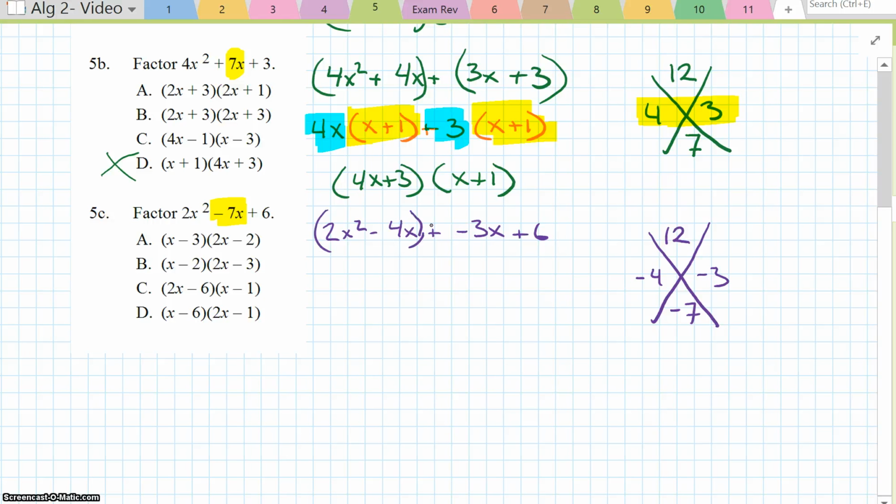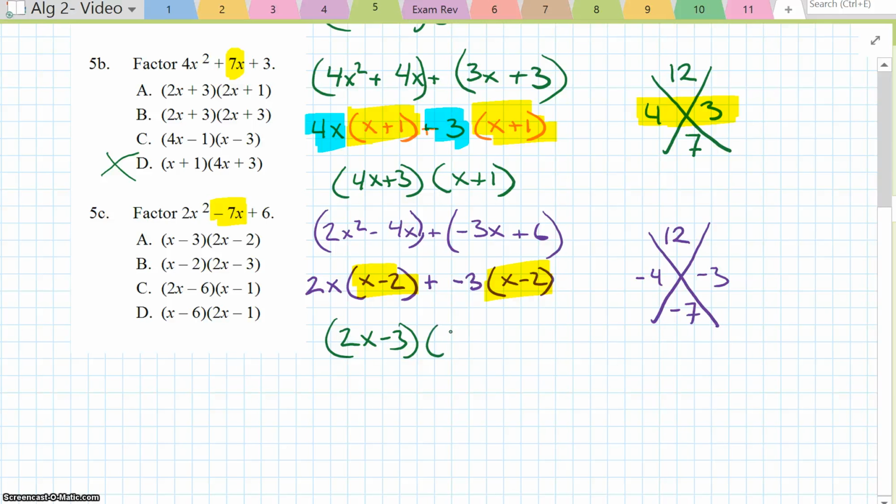I'm going to group the two sets of terms. Notice I added a plus negative sign in front of the 3x so I could do the grouping without any problems. It doesn't change the value of anything. So the first term, I can factor out a 2x. I'm going to get x minus 2. What can I factor out of the second grouping to get it to look like x minus 2? That's right, I could factor out a negative 3. That's going to give me x minus 2. Groupings are the same, so I can rewrite this as 2x minus 3 times x minus 2. So the answer would be B.